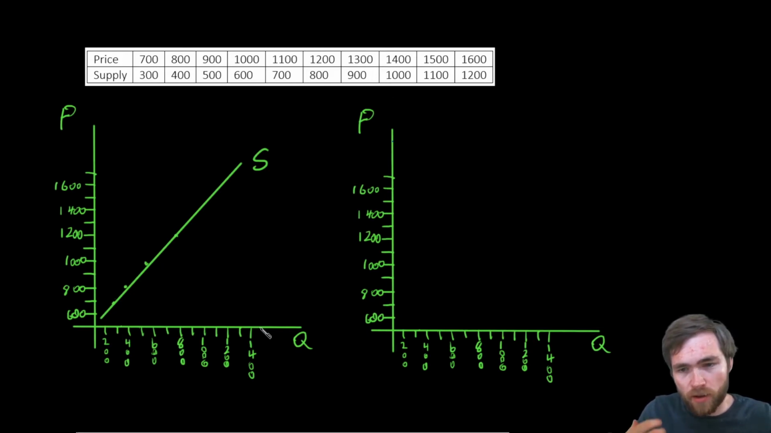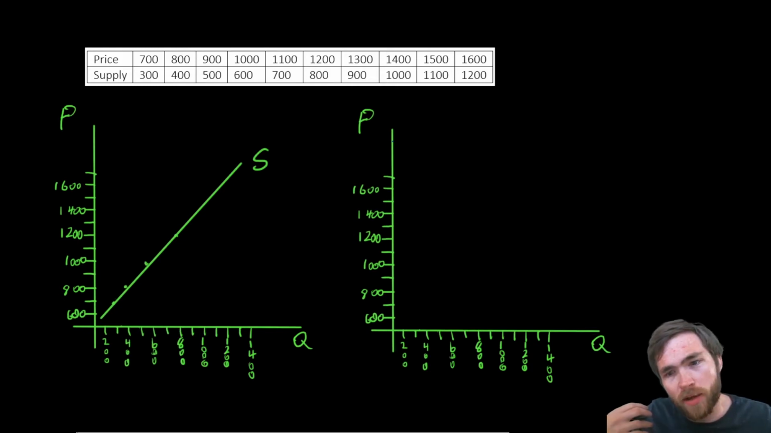So this isn't very instructive in and of itself. It just tells us how many bikes are going to be produced at each given price. But what if something changes? So usually we're talking about all factors fixed other than price and quantity. But let's suppose that something does change.